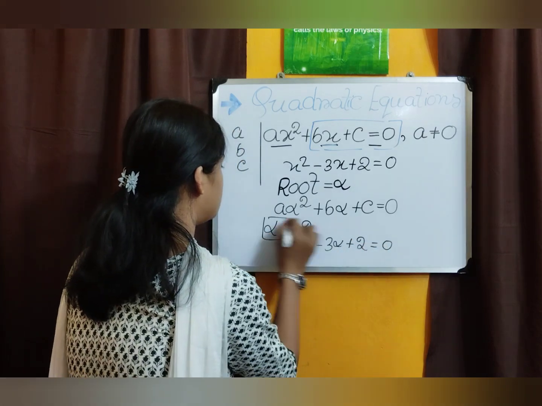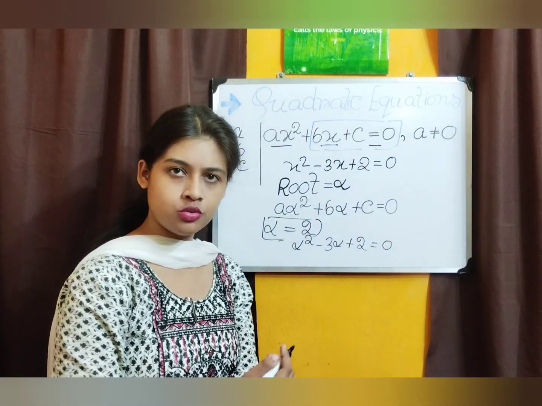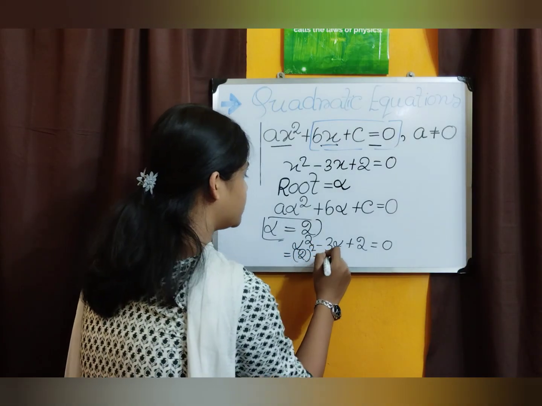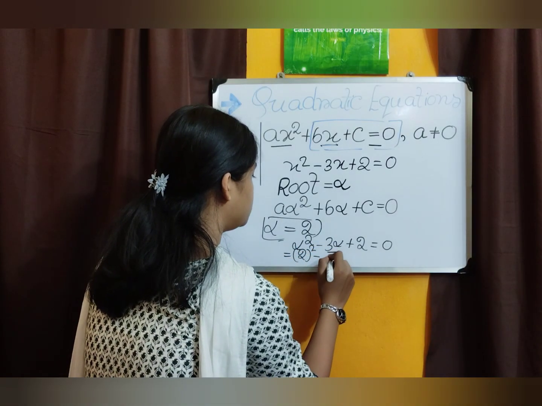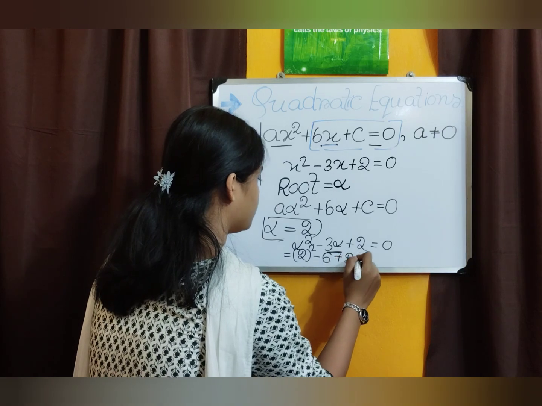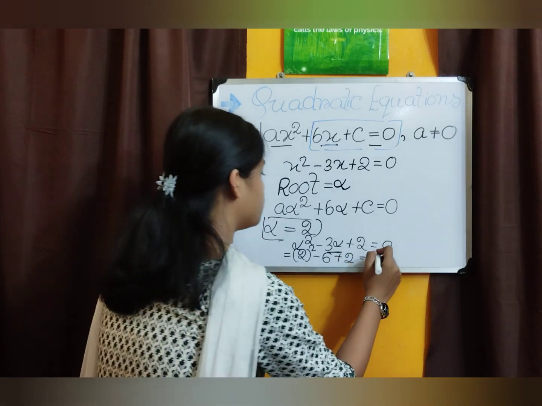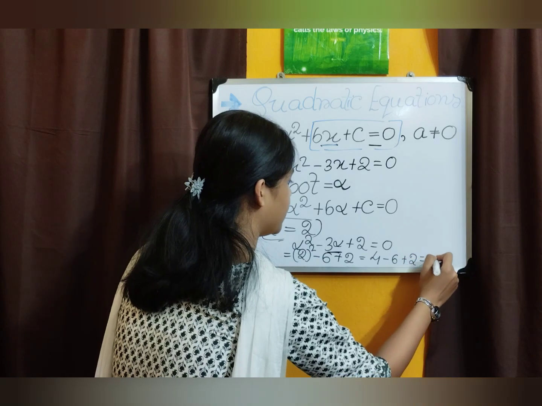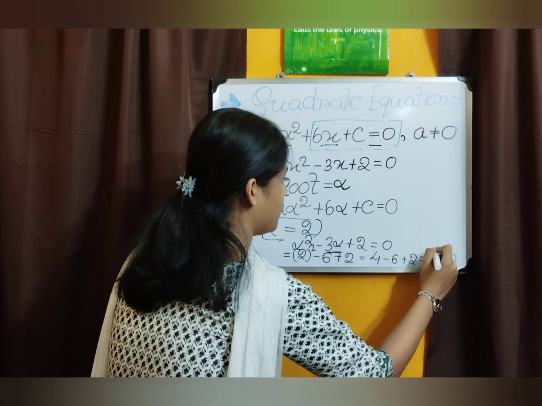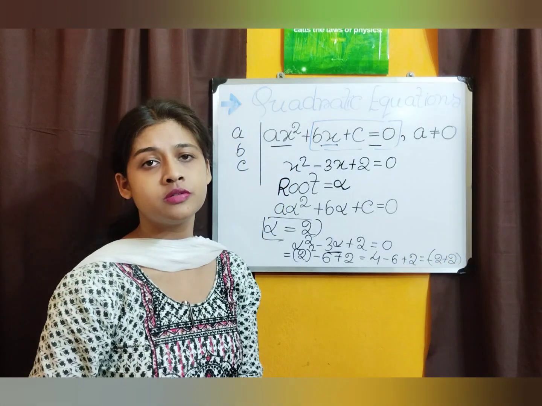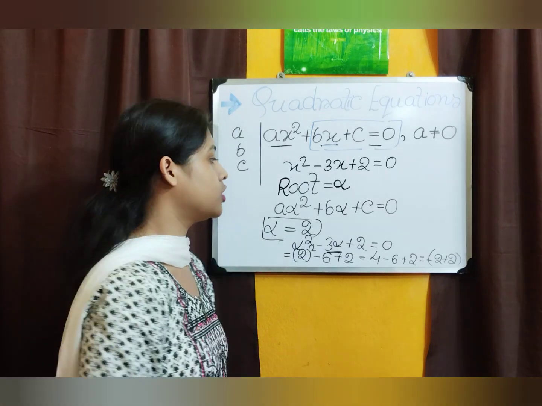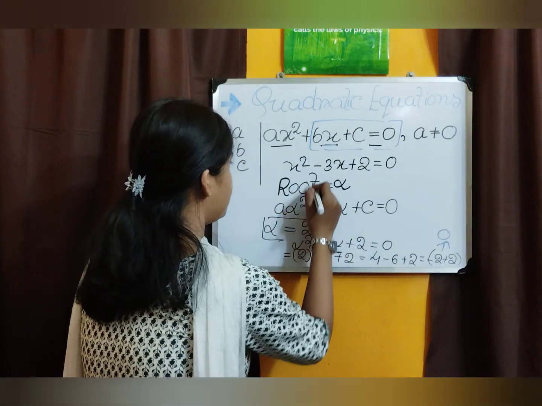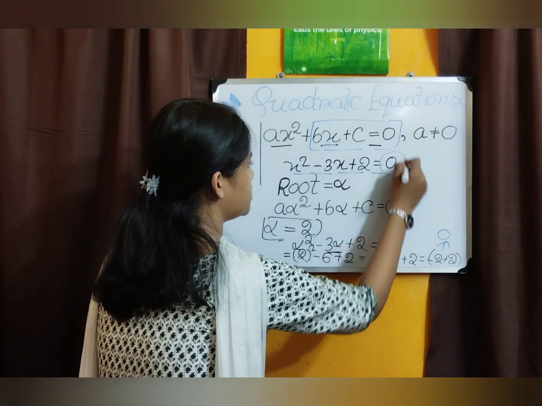Here alpha equal to how much? Alpha equal to 2. So let's put here 2 square minus 3 into 2, that is 6, plus 2, that is equal to how much? 4 minus 6 plus 2, that is equal to minus 2 plus 2. Minus 2 plus 2 equal to 0.